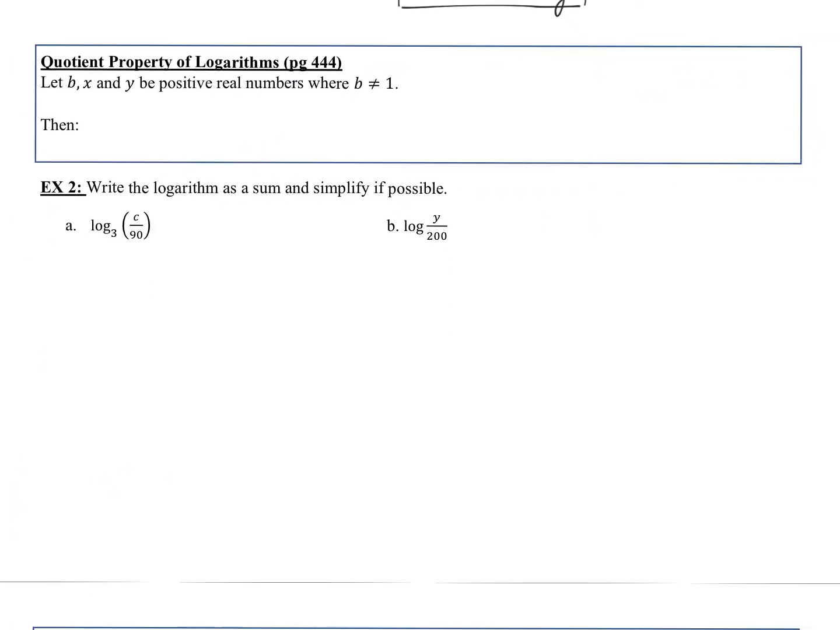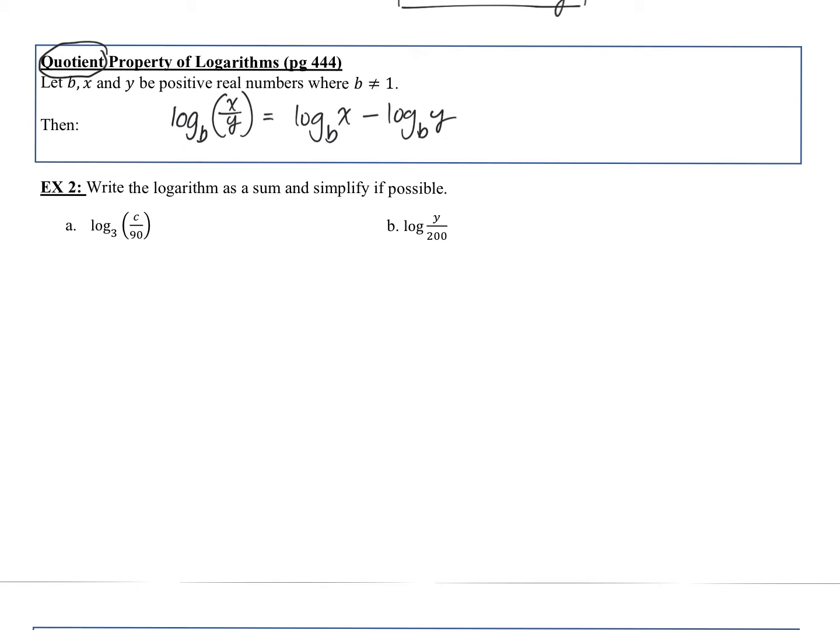Now, let's go ahead and take a look at the next property. So the next one is quotient, and quotient means division. So the quotient property. Well, once again, let b, x, and y be positive real numbers where b is not equal to 1. And then the quotient property is going to be as follows. If we have log base b of x divided by y this time, so notice we're using division, that is going to equal log base b of x minus log base b of y. So note, division and subtraction are connected here.